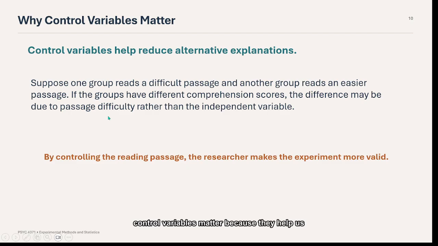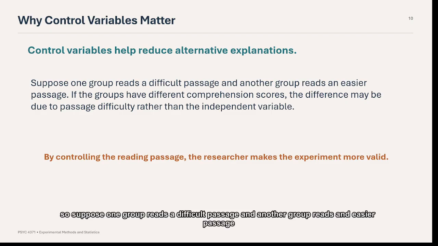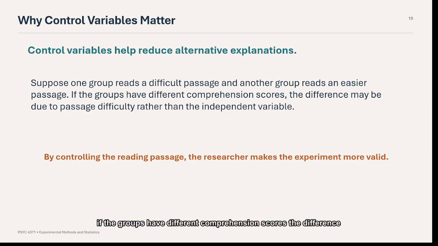Control variables matter because they help us reduce alternative explanations. So suppose one group reads a difficult passage and another group reads an easier passage. If the groups have different comprehension scores, the difference might be due to the passage difficulty rather than the manipulated independent variable. So by controlling the reading passage, our researcher makes the experiment more valid.